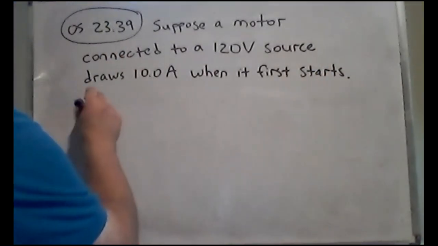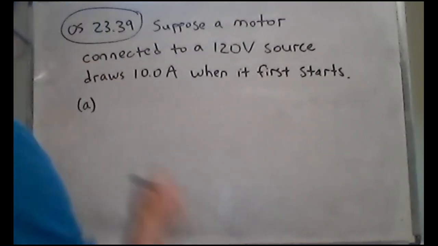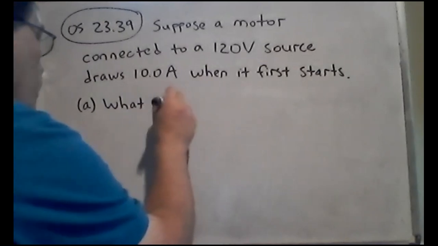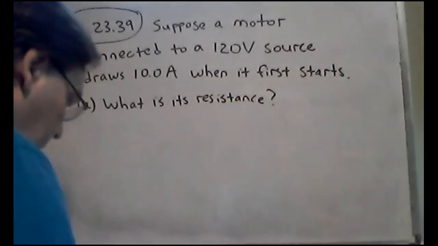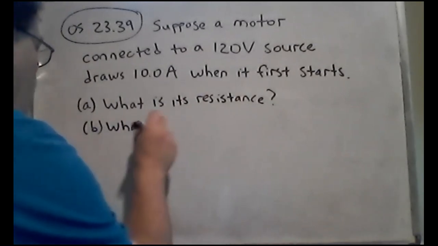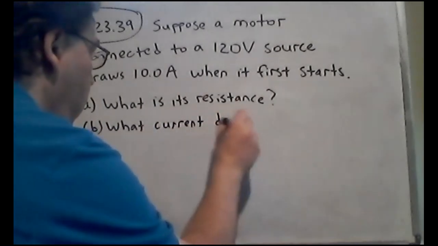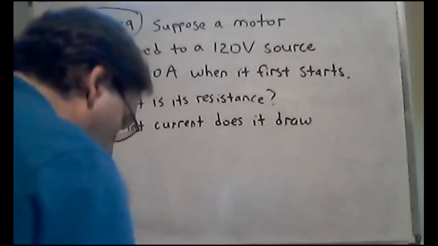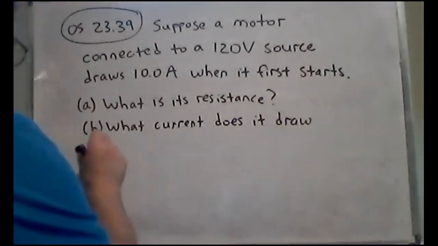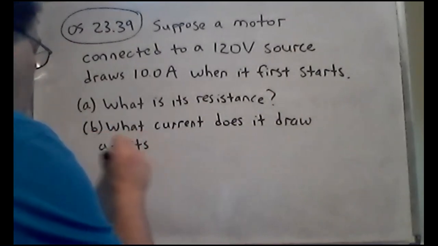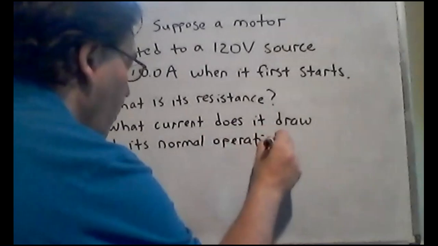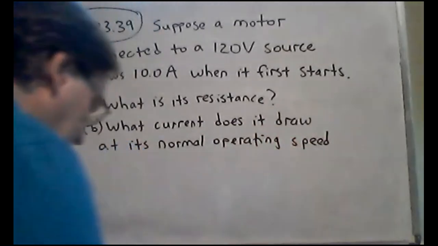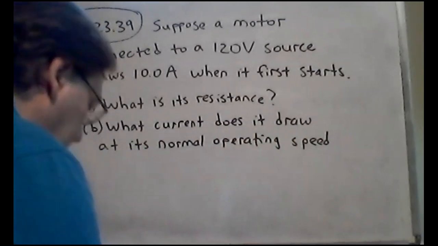A. What is its resistance? B. What current does it draw at its normal operating speed when it develops a 100 volt back EMF?